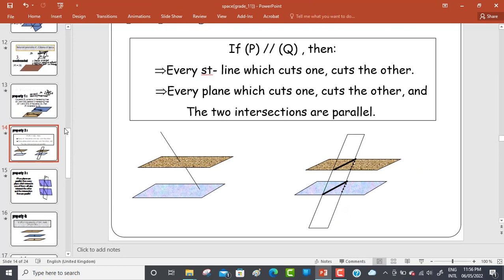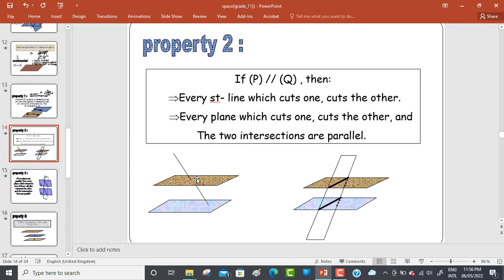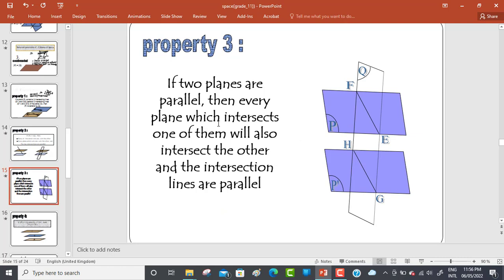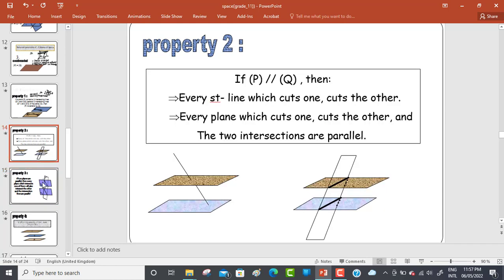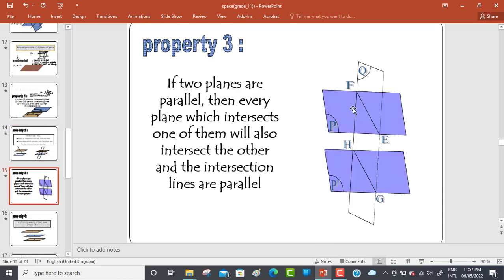Property 2. If two planes are parallel, then any line that cuts the first one cuts the other. And if two planes are parallel, then any plane that cuts the first one cuts the other, and the lines of intersection are parallel. Property 3 is the same as property 2. If two planes are parallel, any plane that cuts the plane P cuts the plane P prime, and the lines of intersection are parallel. As you can see, FE and HG are parallel.